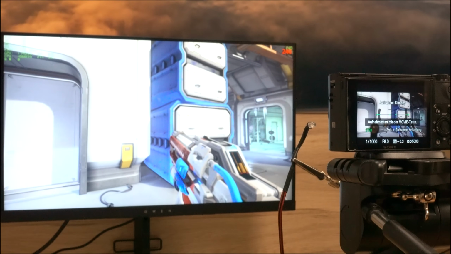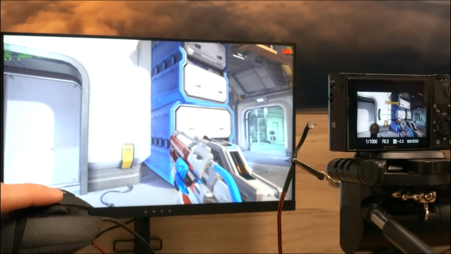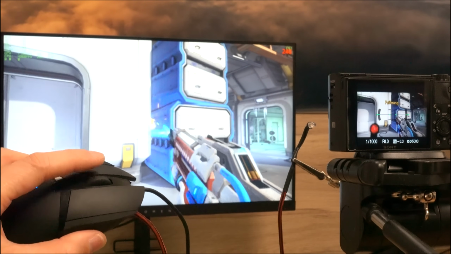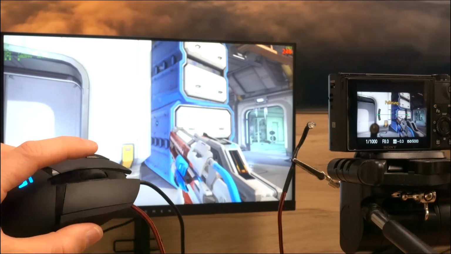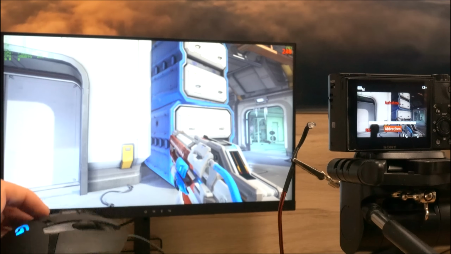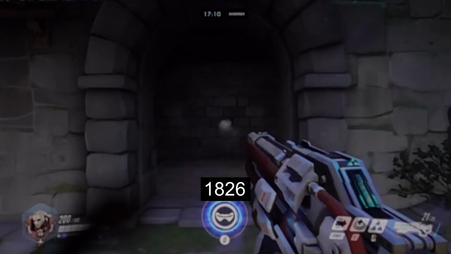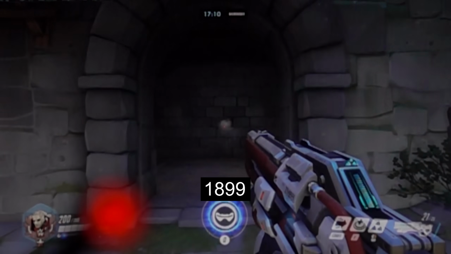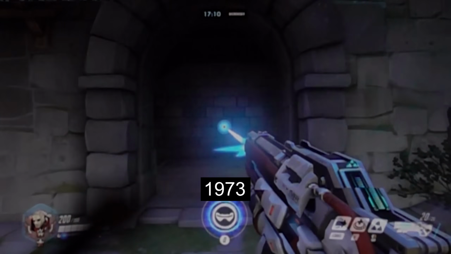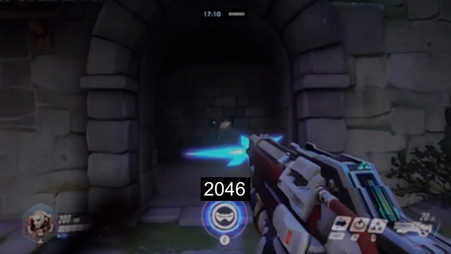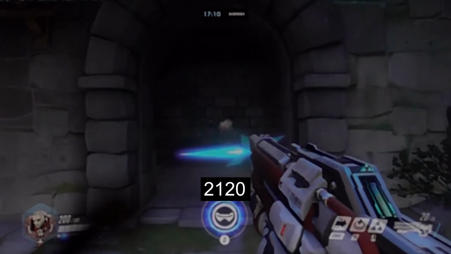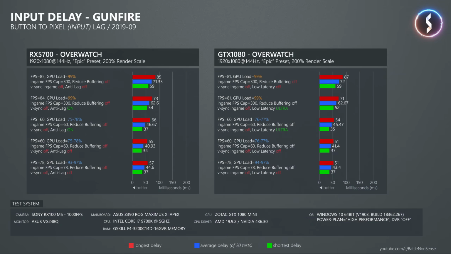Input lag, button-to-pixel delay, and end-to-end system latency are some of the terms used by gamers to describe how responsive a game feels. Testing system latency used to be a very expensive and extremely time-consuming process. Even with a small sample size of just 20 tests, the entire process could easily take more than 2 hours. This is why these tests usually focus on just 3 values: the longest or maximum delay, the average delay, and the shortest or minimum delay.